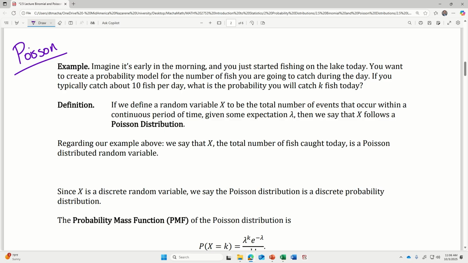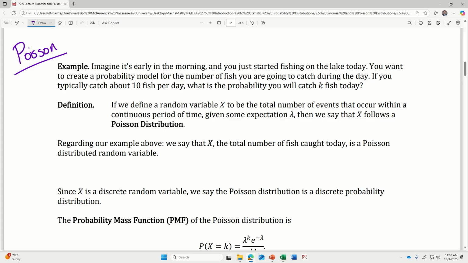If anybody took a French class, what does Poisson mean in French? Fish. And believe it or not, this is not actually named after one application of it, but it's actually named after a mathematician whose last name was Poisson. It's like his last name was Fish. But the way I remember this distribution is with this example.